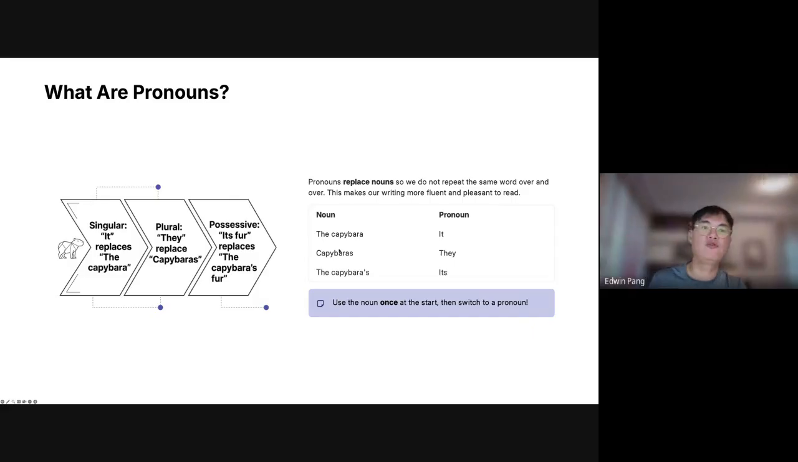So, as I said before, use the name only at the beginning and then switch to a pronoun after you've used it the first time. So the capybara then subsequently becomes it, or capybaras become they. Or if you're saying something belongs to the capybara, then you use its. Apostrophe S becomes its. Its fur is brown, for example.